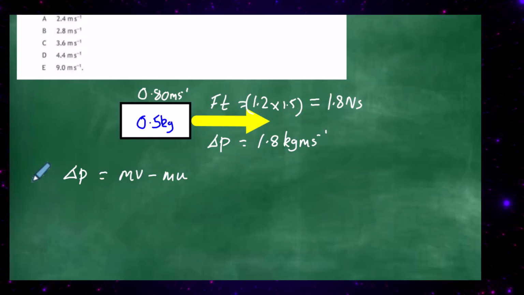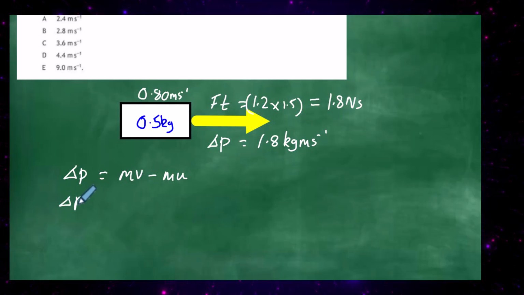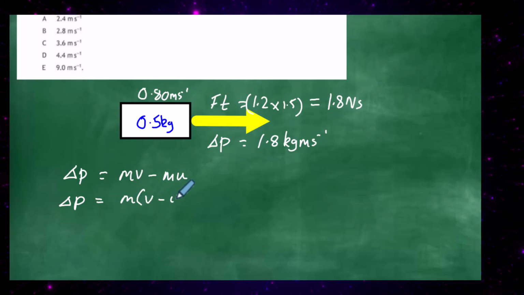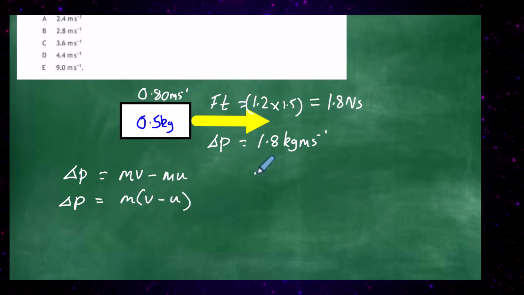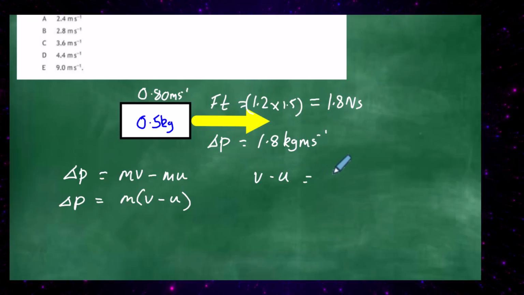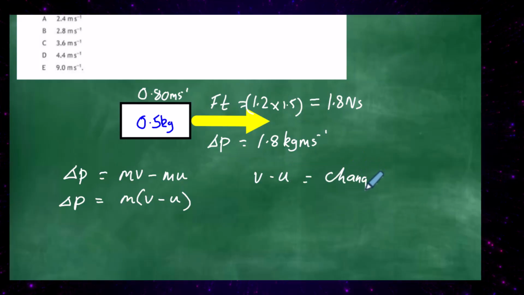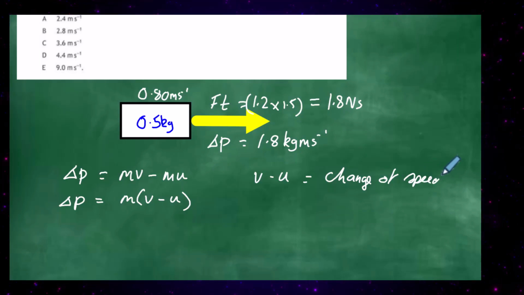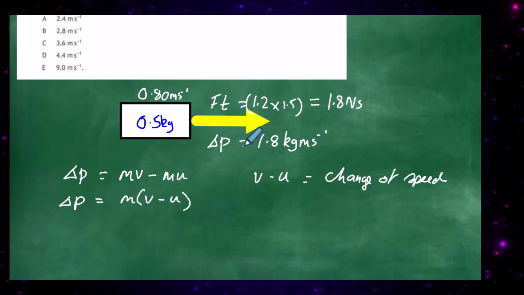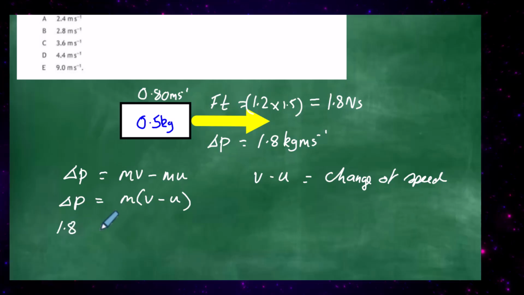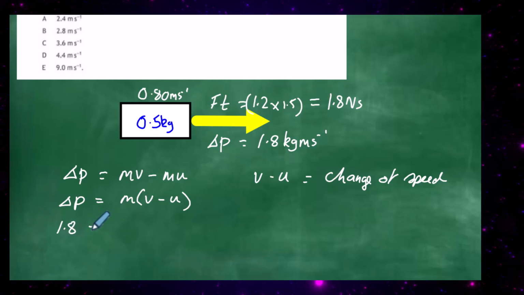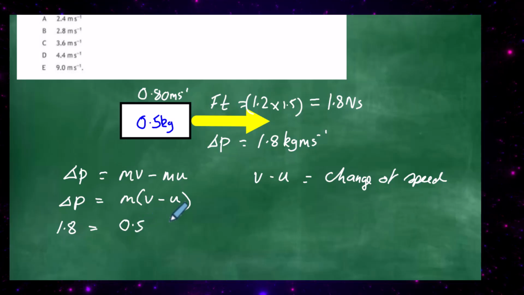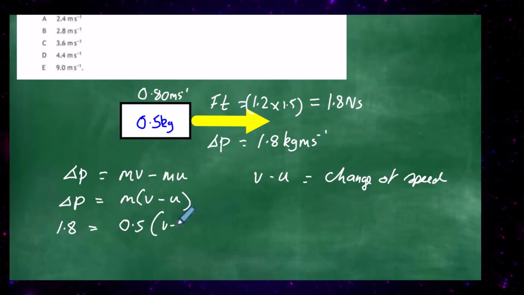Okay, we know the mass of the car, so we can take out a common factor here. Delta P is going to equal m into v minus u. Now v minus u is the change of speed. So all we have to do is put the numbers into that little equation there. We know that delta P is going to be 1.8 kilogram metres per second. That's going to equal the mass of the car, which is 0.5, times this expression here, which is the change of speed.